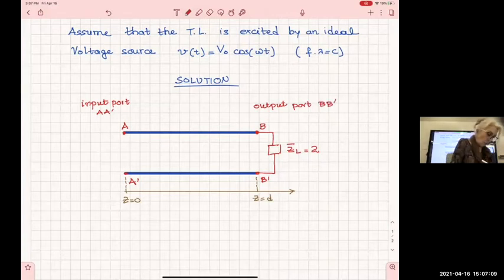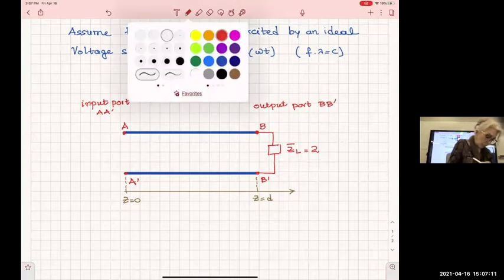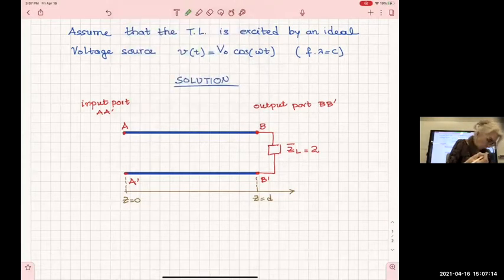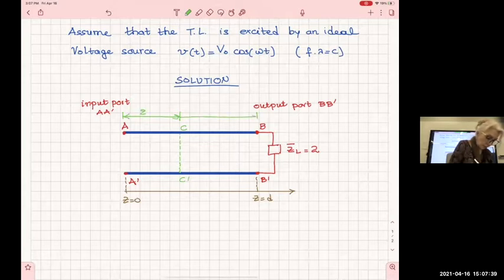And also remember that when we want to look at some location Z, I'm going to place myself at a Z location, randomly between the input and the output ports, and then I will call this C and C prime. And remember, then I call this one Z, and I call this one Z prime. All right, both positive numbers.